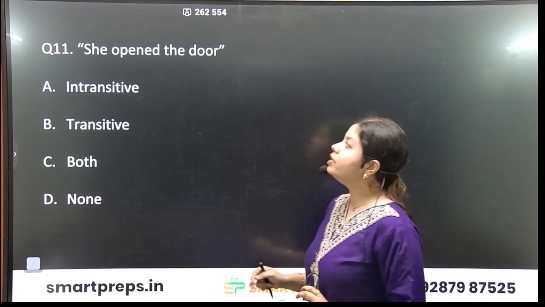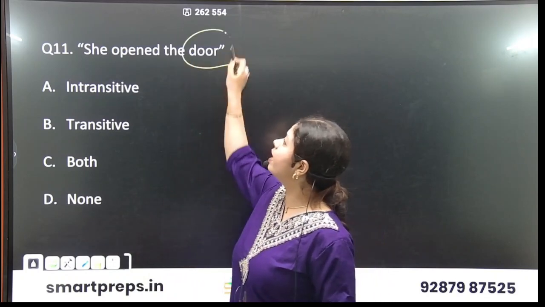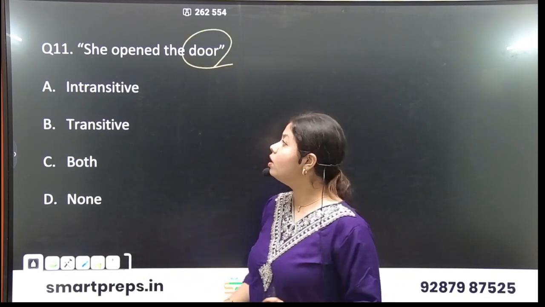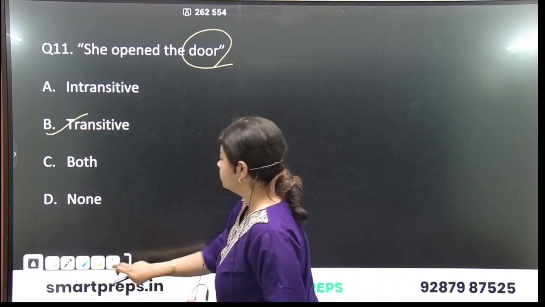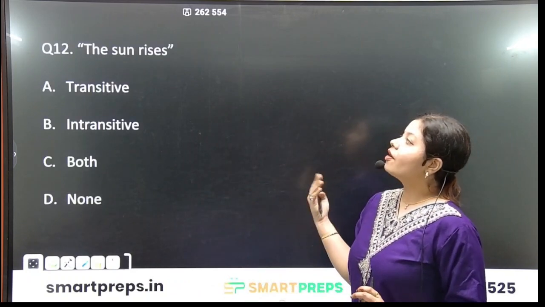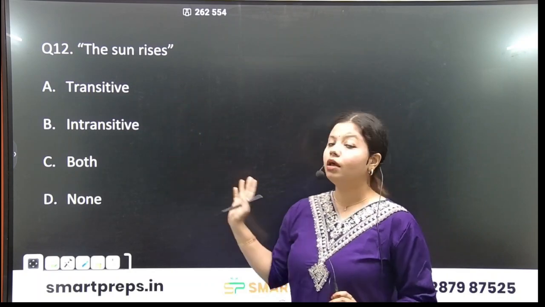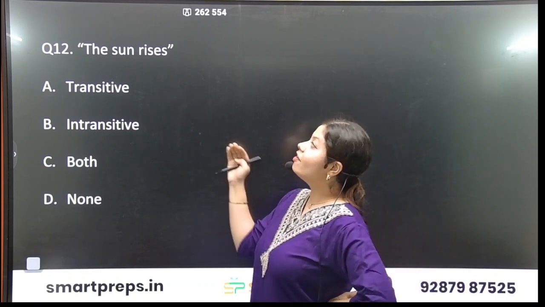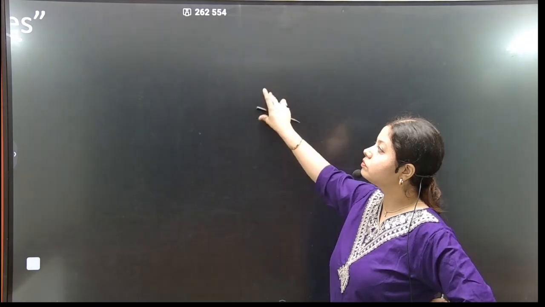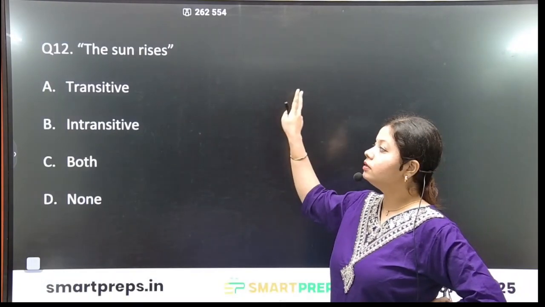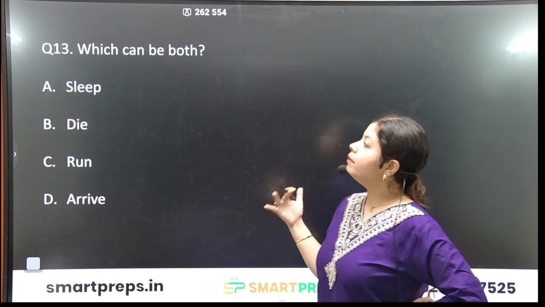She opened the door. The verb opened takes the object door, that is why it is transitive. Easy question? Yes? The sun rises. Transitive, intransitive, both, none. What will be the answer? The sun rises. Where? What? Whom? Is there any answer? So the answer is intransitive, because there is no object here. Yes or no?